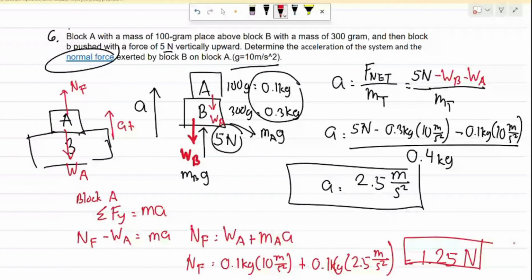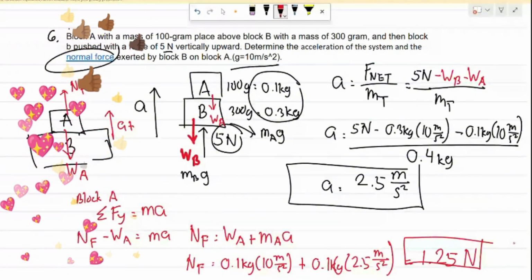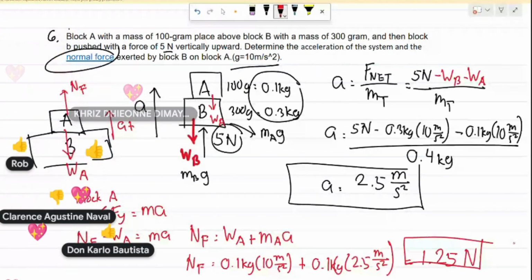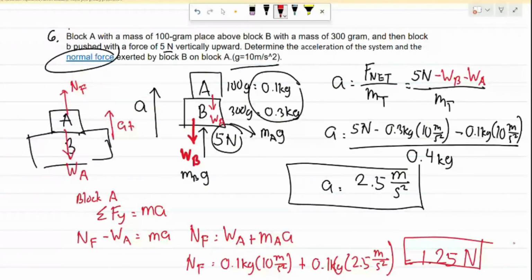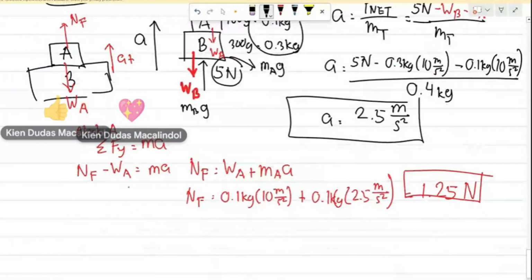Any question so far? Guys, are you still with me? I hope so. By the way, for the other students, those coming from other professors, this session, I think, would be very helpful to you. So please pay attention. Let's proceed with our problem number 7.